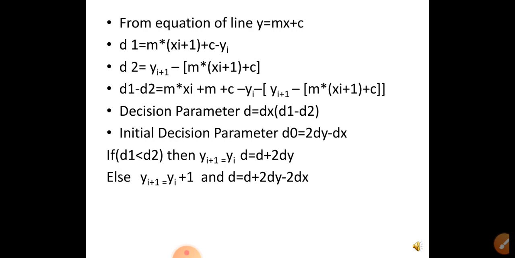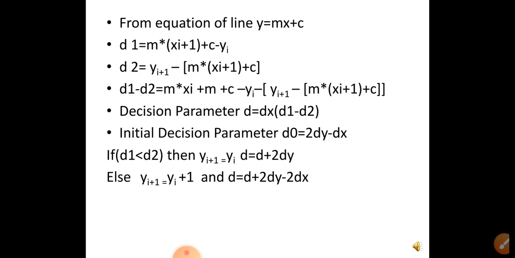What is the decision parameter for Bresenham line drawing algorithm? A question may be asked for 2 marks. The decision parameter for Bresenham line drawing algorithm is dx into (d1 minus d2). So what is d1? Distance of lower pixel. What is d2? Distance of upper pixel. dx is a constant value, dx into (d1 minus d2).